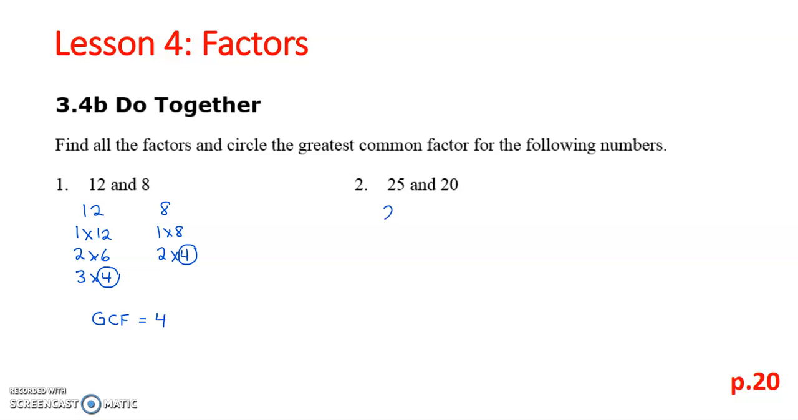For number 2, we have 25 and 20. We start with the number 1. 1 times 25. 2 is a no, 3 is a no, 4 is a no, 5. 5 times 5. That's it for 25. For 20, 1 times 20, 2 times 10, and 4 times 5. And we can see that the greatest common factor for 25 and 20 is 5.